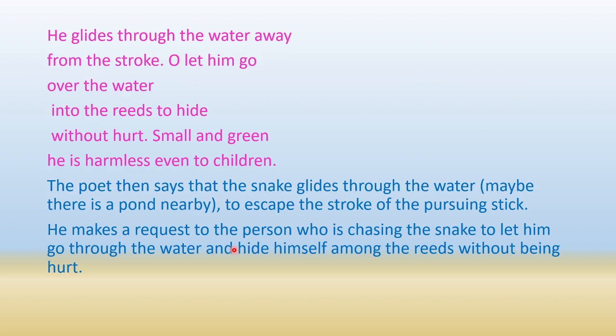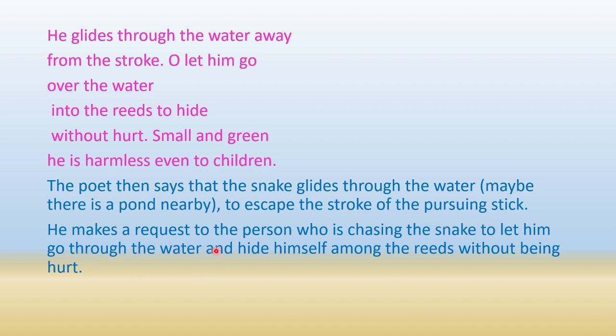Now we come to the next stanza. He glides through the water away from the stroke. Oh, let him go over the water, into the reeds to hide without hurt. Small and green, he is harmless even to children. So the poet now says that the snake glides through the water. Maybe there's a pond nearby. To escape the stroke of the pursuing stick, the snake is hurriedly moving and he enters the water body. He glides through the water to escape the stroke of the pursuing stick.